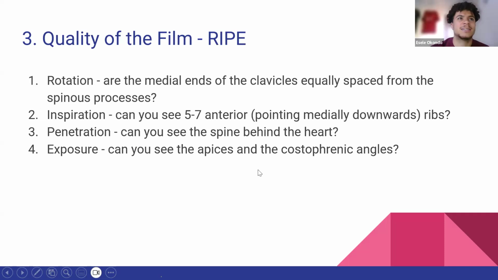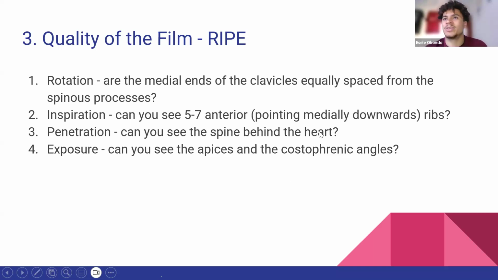Your technical aspects, like plenty of you guys mentioned, rotation: are the medial ends of the clavicles equally spaced from the spinous processes? So is your patient pointing straight on? Inspiration: can you see 5 to 7 anterior ribs? So those ribs that are from the side moving kind of downwards. I think there's a posterior ribs number as well. I can't remember what that number is. Maybe one of you guys know, but there's a number of posterior ribs you can count if you find that easier.